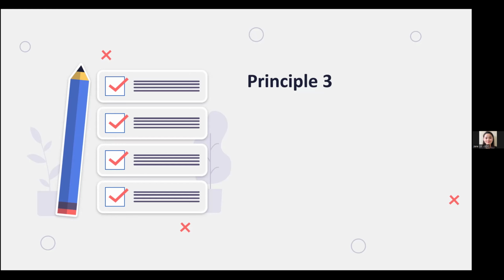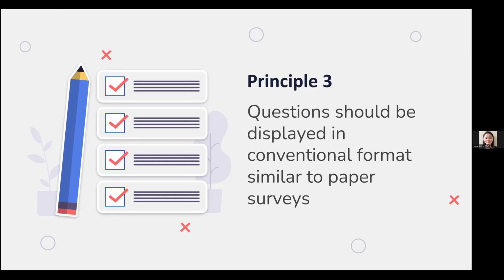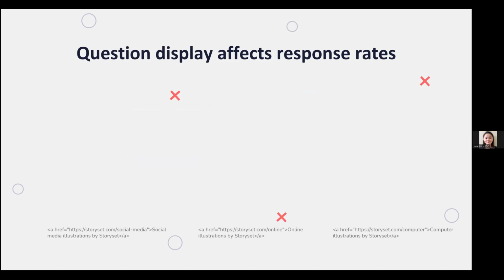Let's look at how different layouts affect the experience. Questions in your online survey, if you want it to be successful, should be displayed in a conventional format similar to paper surveys. Some of these conventions could be the question number, whether your text is left justified versus centered, if there's any white space and proximity, what kind of format you are using for your survey. So we will go through a couple of different displays to help you visualize a little bit more how different designs really affect the response rate.